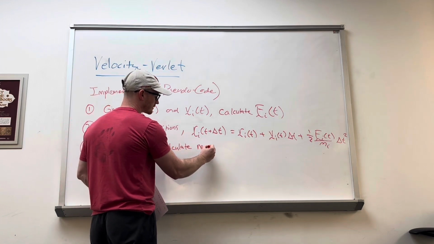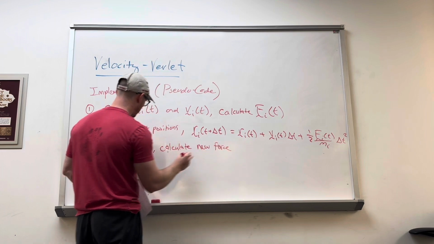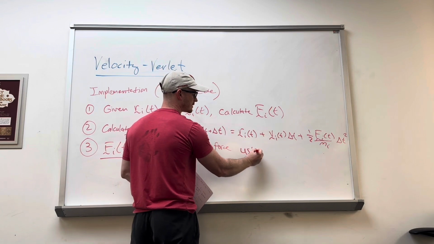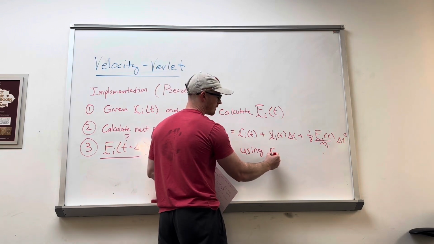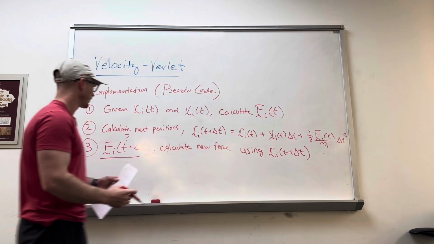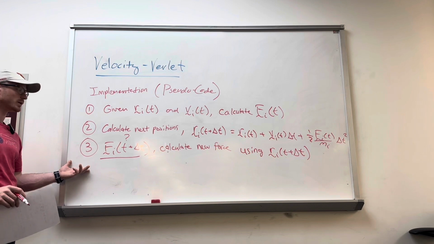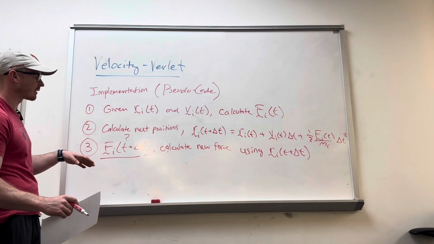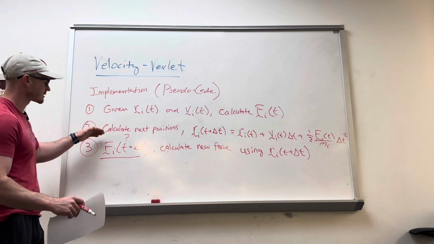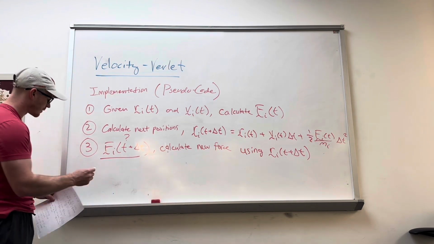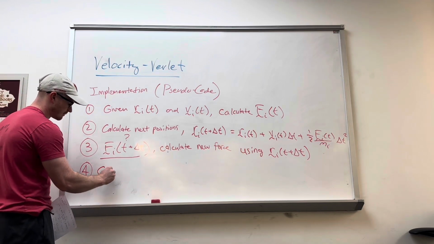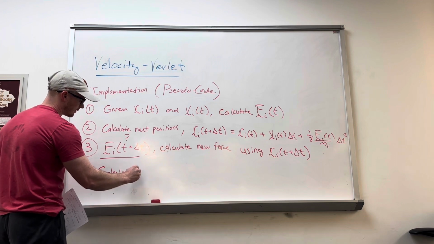Calculate new force, which is this guy, using the new positions, using the updated Ri of t plus delta t. So we didn't have to do this before with the Euler algorithm. We could just go directly and calculate the velocities. But now we actually need this new force term based on the updated positions to then go to our final step, which is to now calculate the velocity.